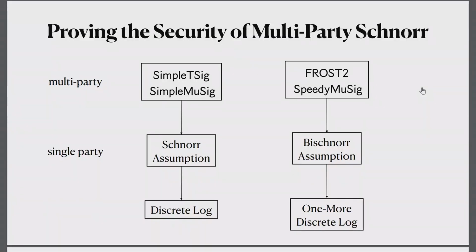So this is a high-level overview of how our framework looks. We have our 3-round multi-party signatures on the left, which are simple T-sig and simple Musig, and then the 2-round Frost2 and Speedy Musig on the right. So these are multi-party schemes. We consider an intermediate level of assumptions, which helps to separate these two components. The Schnorr assumption just says regular Schnorr signatures are unforgeable. We know this to be true under the discrete logarithm assumption. There are many versions of that proof.